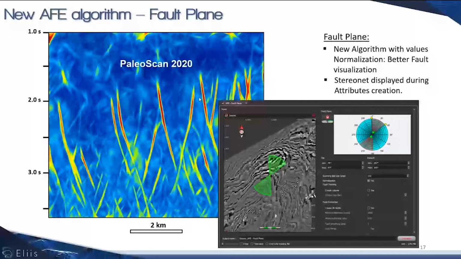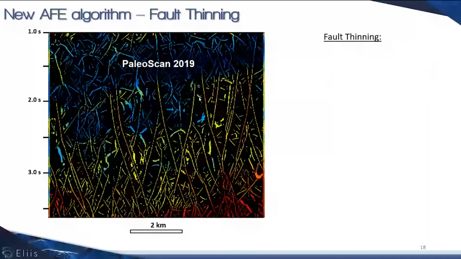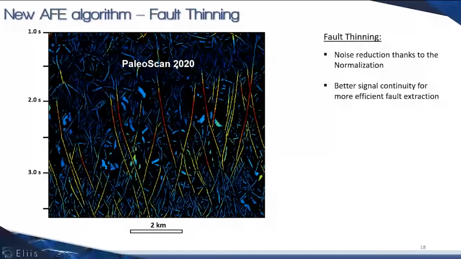So in 2019, this is the kind of output that you could get. And now with the fault normalization that we've implemented, we again see more synthetic results of the faults. On top of this, we've tried to improve our algorithm to have more continuous fault signal in this skeleton of the deformation, and this way to extract better faults.